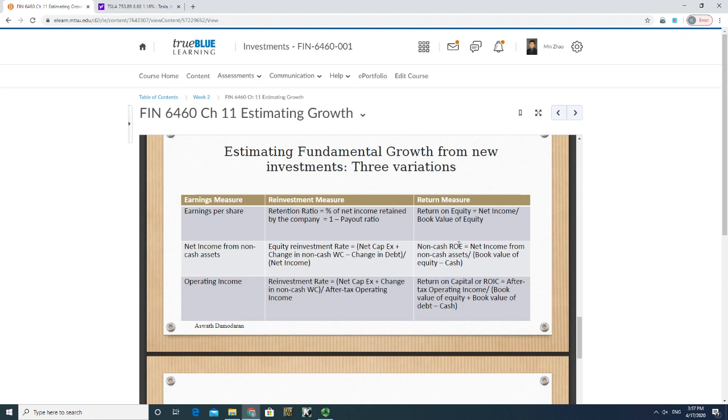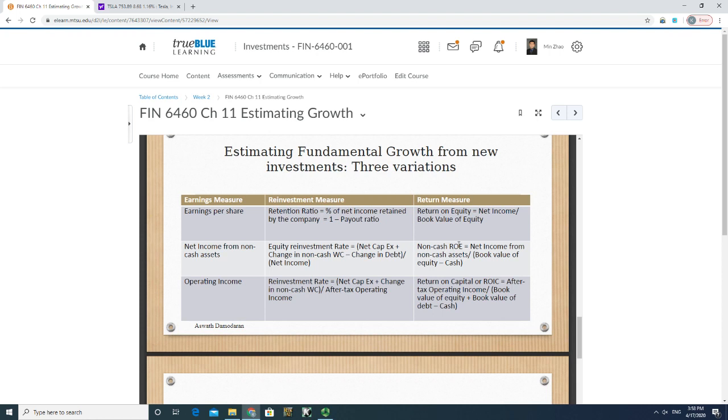The second approach is to look at the reinvestment based on net income. You use the active reinvestment rate multiplied by ROE. And if the company has a lot of cash, then you want to use a non-cash based calculation, which excludes cash from the calculation of book value of equity. In the operating income-based model, you do the similar thing. You exclude a large amount of cash to calculate the total value of assets or total value of capital.